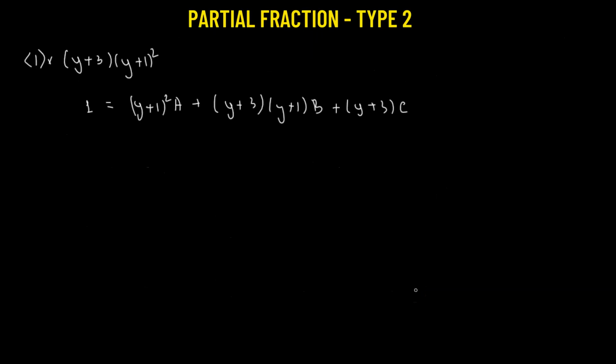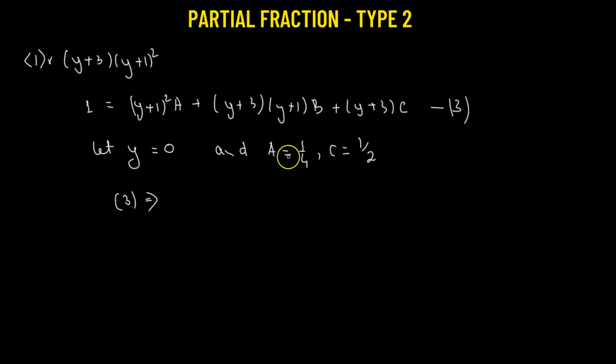Now this particular equation is an identity in y. So here we are going to consider one value for y. Let's say we take y equals 0, and we already have obtained the values of A and C. A came out to be 1 over 4 and C came out to be 1 over 2. Let's call this equation number 3. We substitute all these values for y equals 0, A and C into equation number 3. That gives us B equals negative 1 over 4. So now we have successfully obtained the values of A, B as well as C.